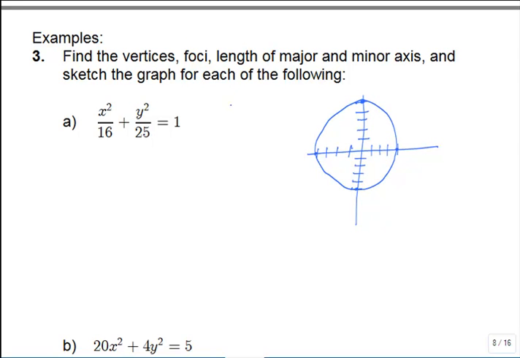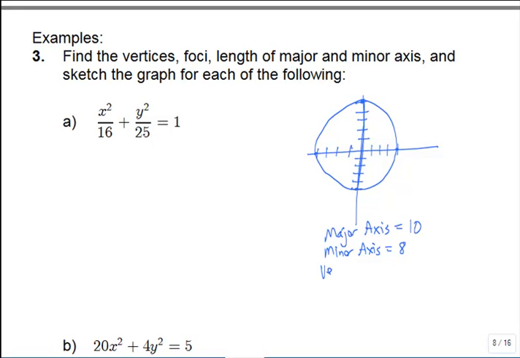Finding all these other things sometimes takes a little bit more work. Now the major axis is going to be the bigger one. And since our bigger square was under the y, that means our major axis is vertical right here. And what would its length be? Well, we go 5 up and 5 down, so it's a total length of 10. Our minor axis, therefore, is the horizontal one, and we go 4 to the right and 4 to the left, so that's a total length of 8.